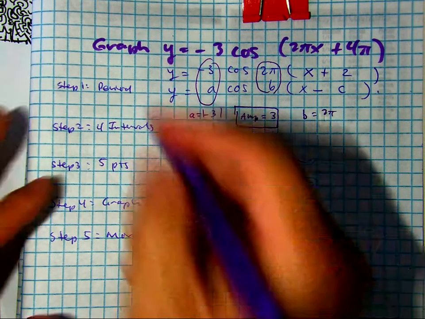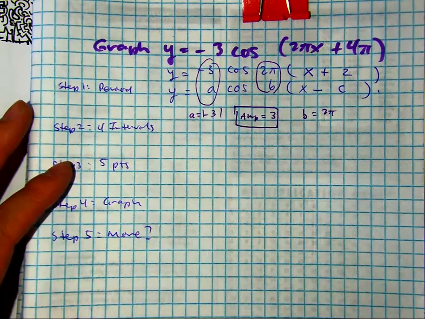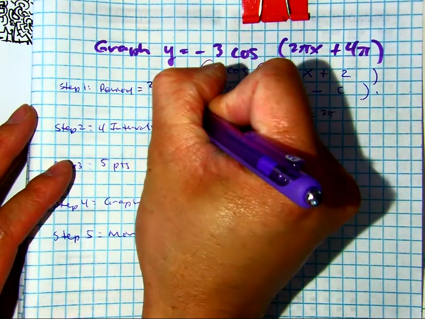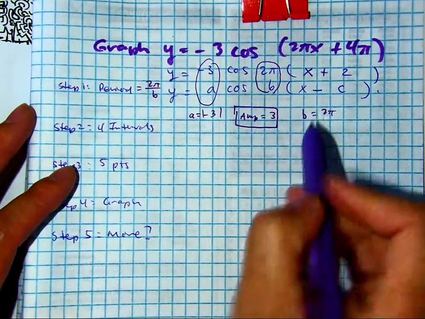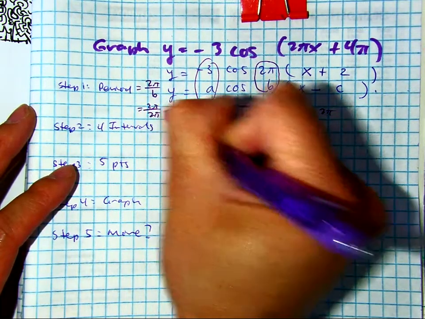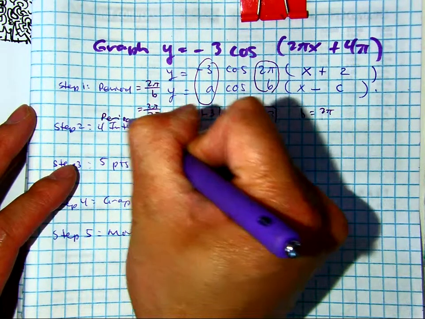We need an equation for the period. On count of 3, class, we're going to say the equation for the period. Ready, set, go. 1, 2, 3. 2 pi over b. So I'm going to take that b value and put it here. That means my period is equal to 1. Raise your hand if you got 1.